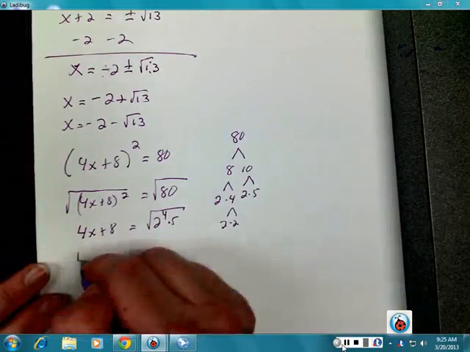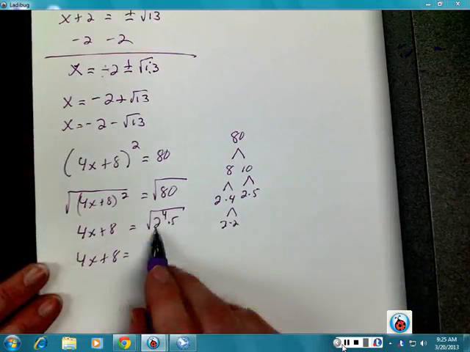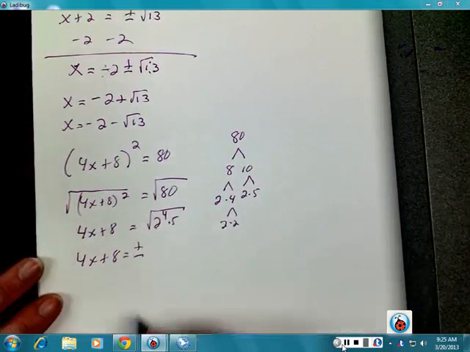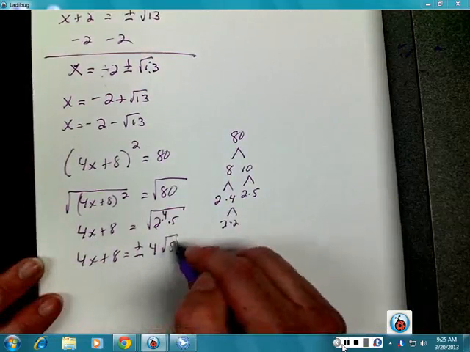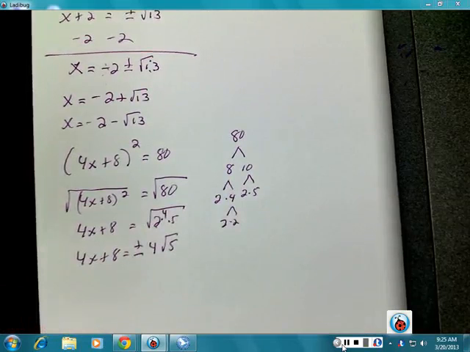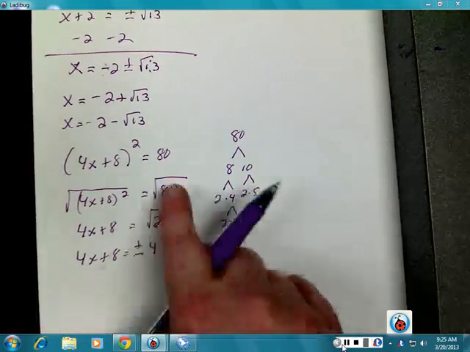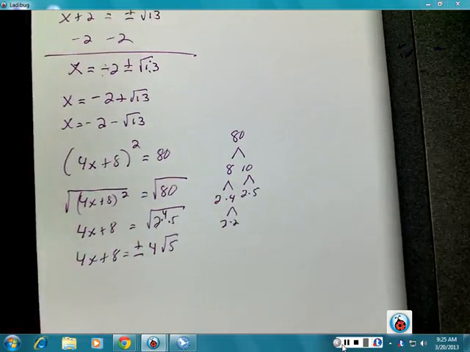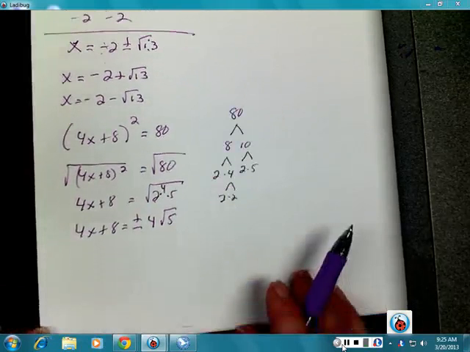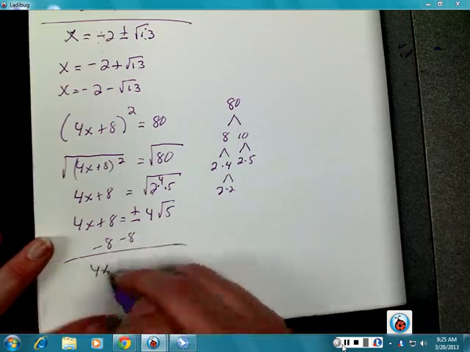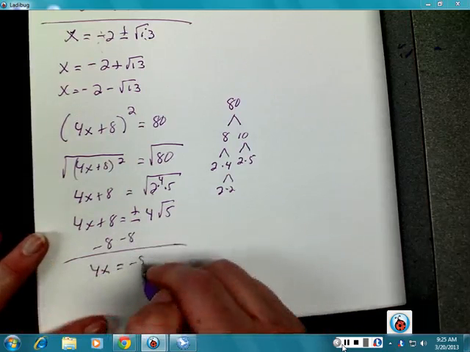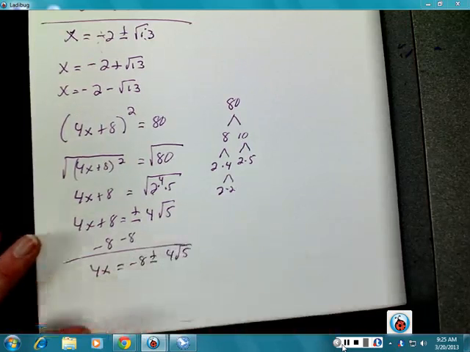So really, I have 4x plus 8 is equal to plus or minus, pull out 2 2's, or pull out a 4, the square root of 5. You okay with that part? Okay, no different than what we did back in good old chapter 9, because it's the exact same process in there. Yep, you gotta finish it. So move 8 over. So 4x equals a negative 8 plus or minus 4, the square root of 5.